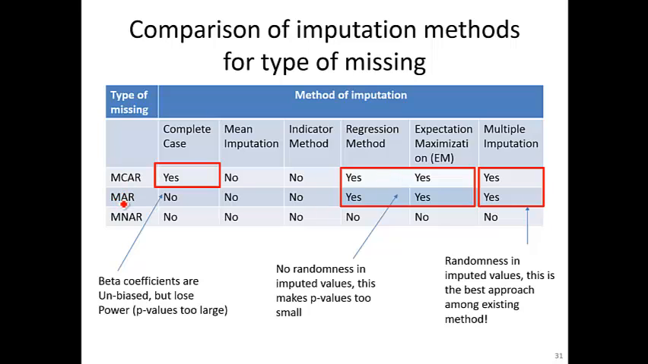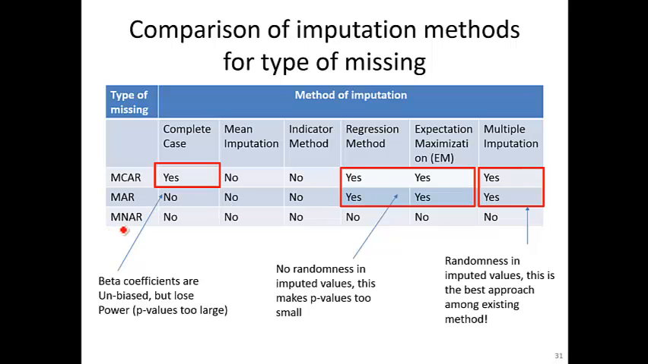The regression method and the EM method provide unbiased estimates for both MCAR and MAR, although they inflate statistical power, so the p-value becomes too small. The same holds for missing at random, MAR. Multiple imputation is good because it does not inflate statistical power, and the beta coefficients are unbiased.